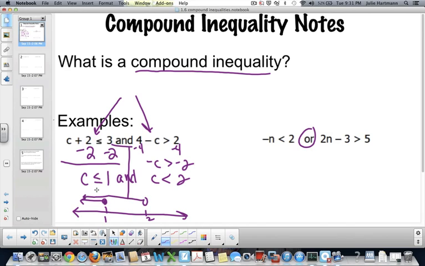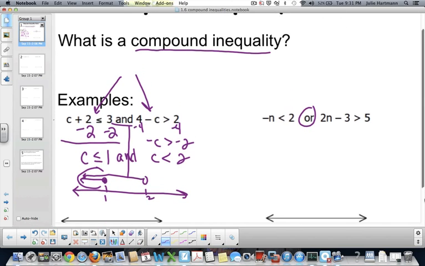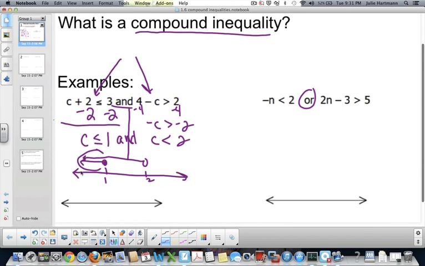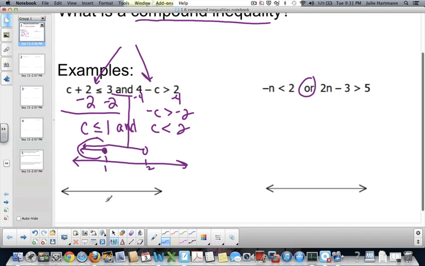Now, because it's "and," you want only what is shaded for both. So when you're looking at this one, for your answer, you want only less than or equal to 1. So it looks like that. Your answer would be less than or equal to 1.